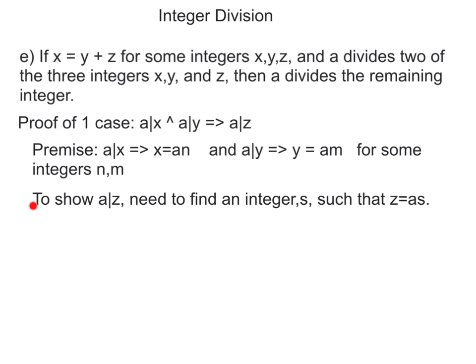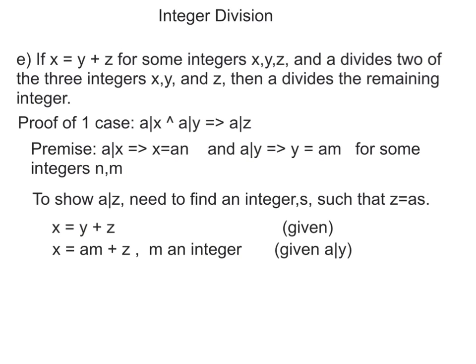And then I look to see what I need to prove. If I want to show that a divides z, I need to find an integer s such that z is equal to a times s. To help me find this s, I'm going to look and see what other information I can use, what other information I am given. So I'm given this line here, x is equal to y plus z. So I'm going to start my proof with my steps on the left and justification on the right. Now I can also rewrite my y as a times some integer m, the way I did up here. And my justification is I am given that a divides y.